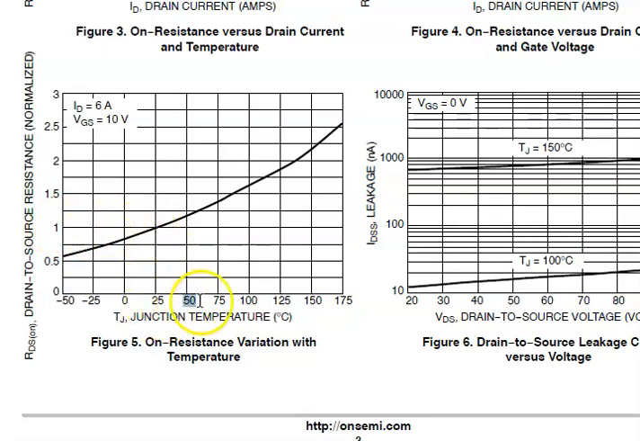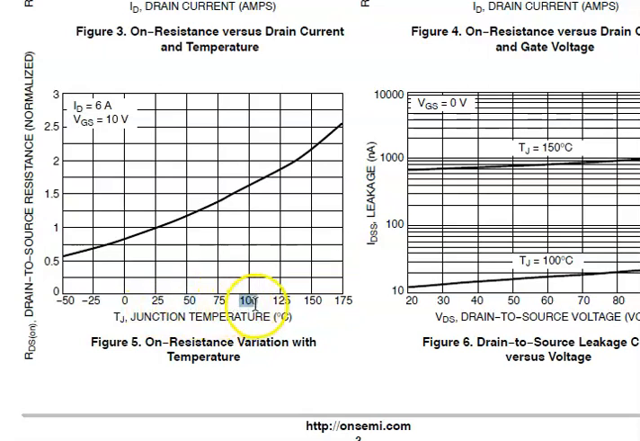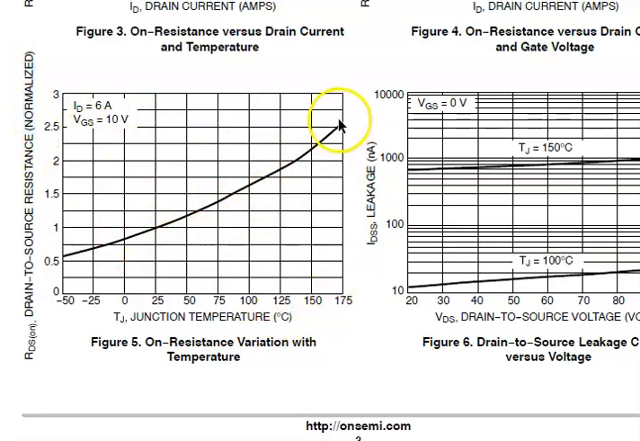But if you operate your junction temperature at 50, 75, up to a maximum of 175, you have to multiply by this factor. So this is your normalized factor. It means that if you operate at 175, you have to multiply 2.5 times 0.13.